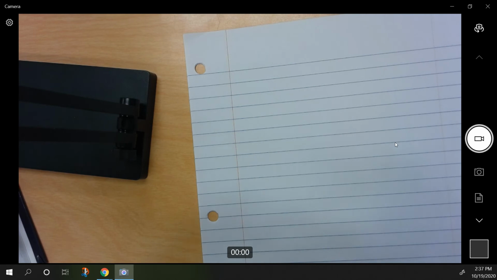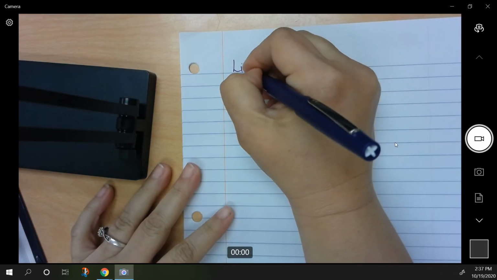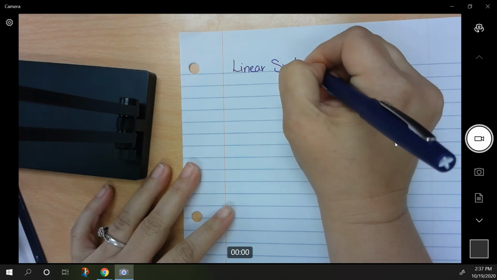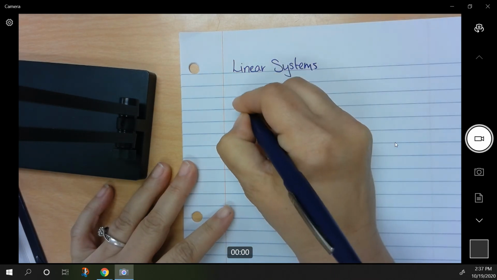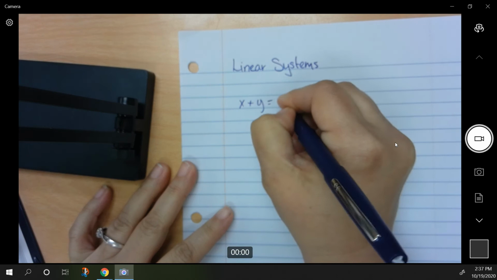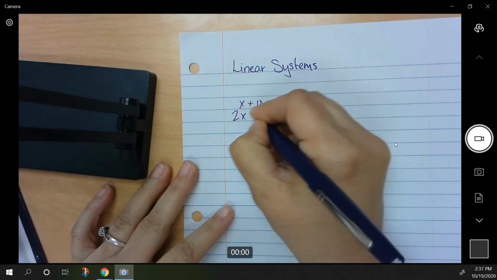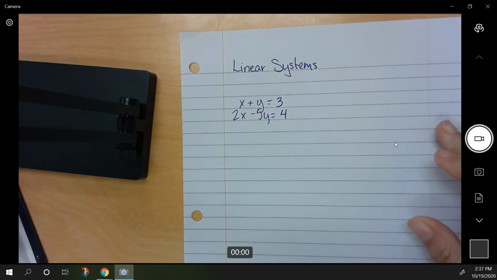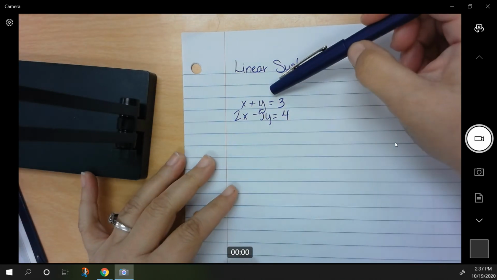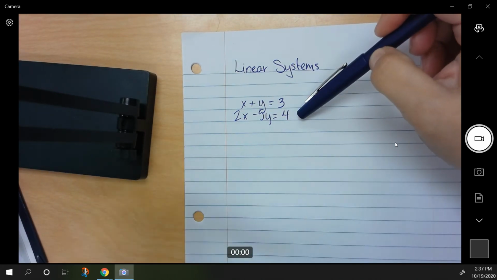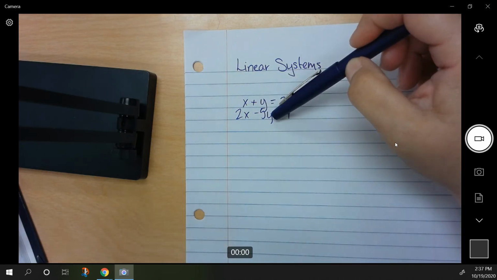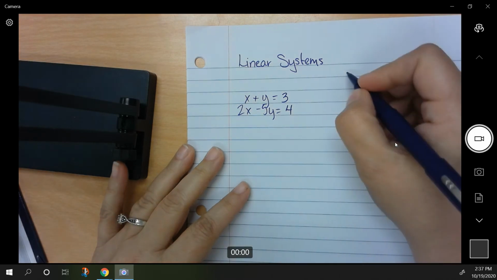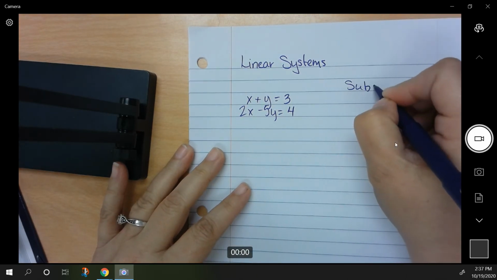This is actually just finding linear systems when you have two variables. So something like x plus y equals 3 and 2x minus 5y equals 4. When you have two variables, you have to have two equations to solve, so you can find out what your x and your y are. Now there are two ways that we can do this. One of them is called substitution, and one of them is called elimination.